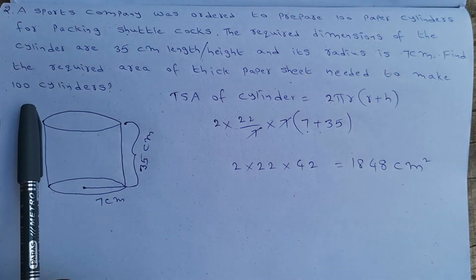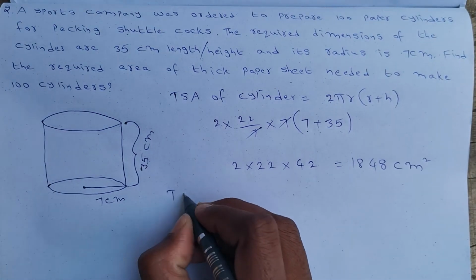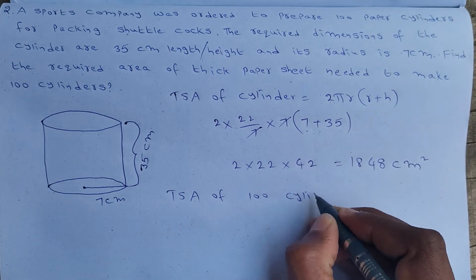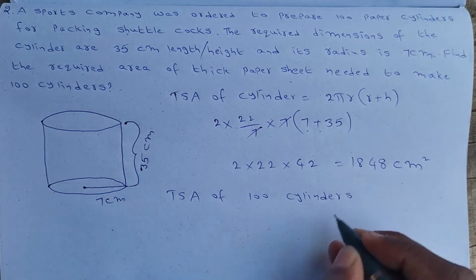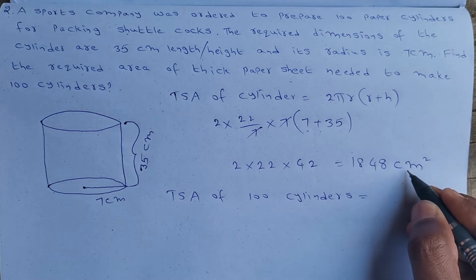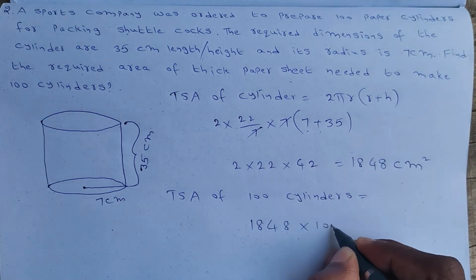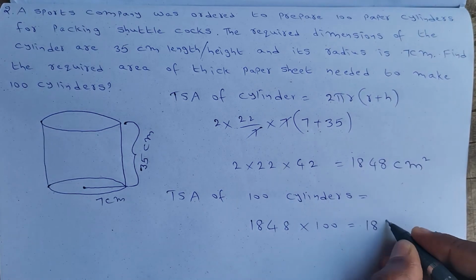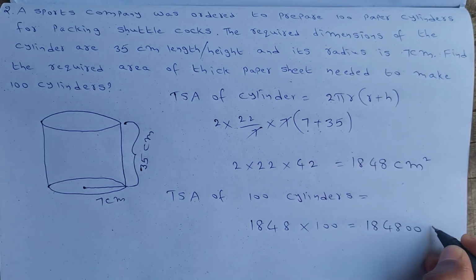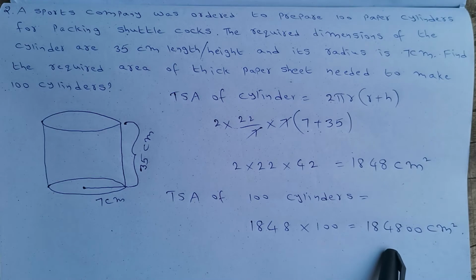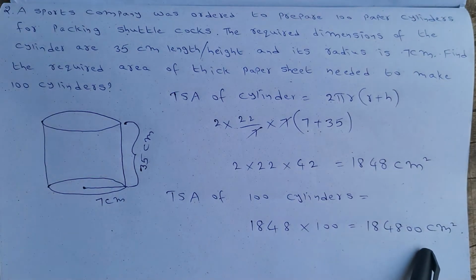We want 100 cylinders. So TSA of 100 cylinders: simply multiply this area of single cylinder by 100. 1848 into 100, which is equals to 1848 and two zeros, centimeter square. So the area of paper sheet required to make 100 cylinders is 1,84,800 centimeter squares.